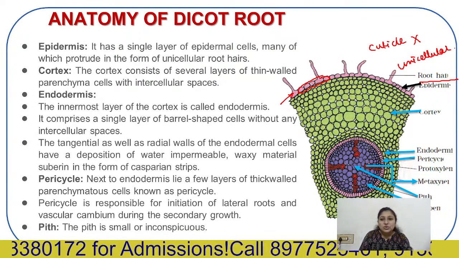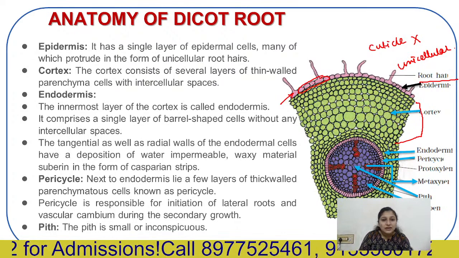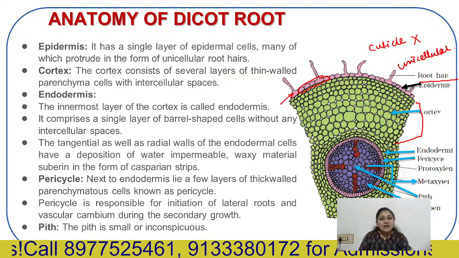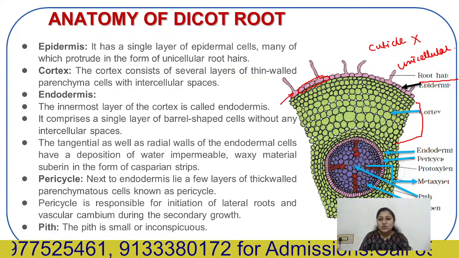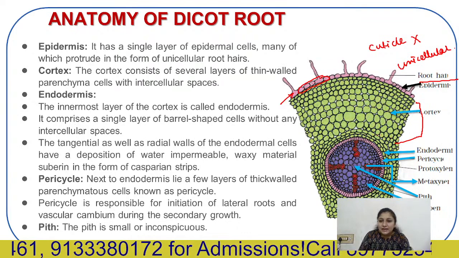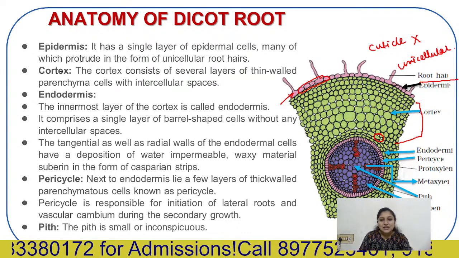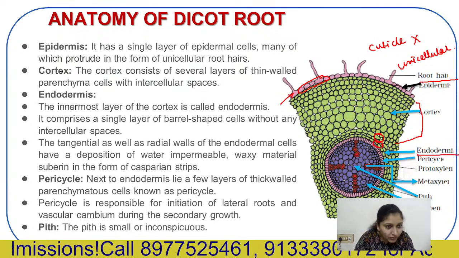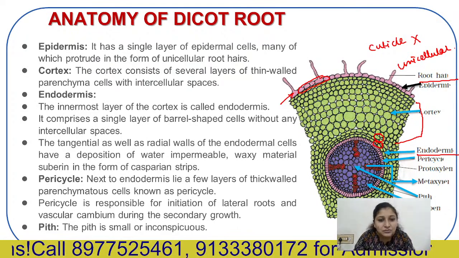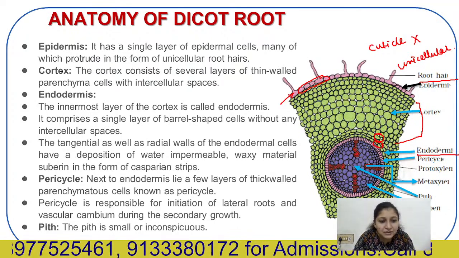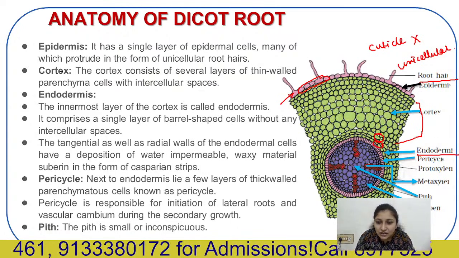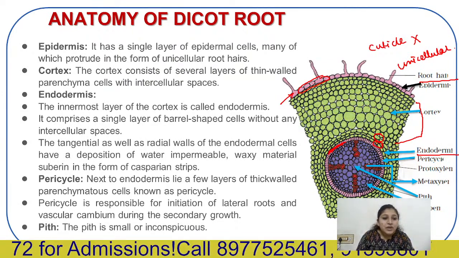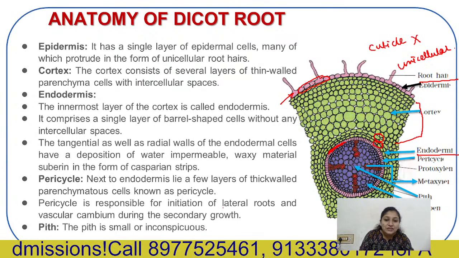Then the next region is the cortex. This bigger region, with several layers of thin-walled parenchyma cells, is called the cortex region. Then the innermost layer of the cortex is known as endodermis, a single layer of barrel-shaped cells. Then pericycle: next to the endodermis lie a few layers of thick parenchyma cells known as pericycle.